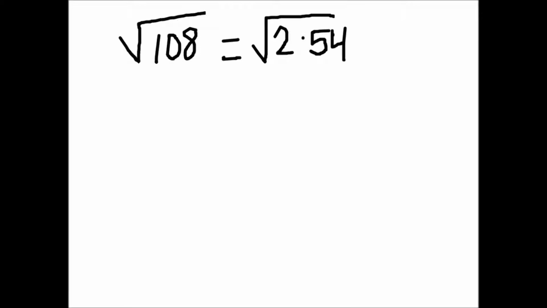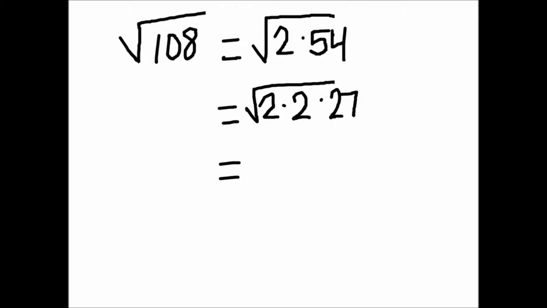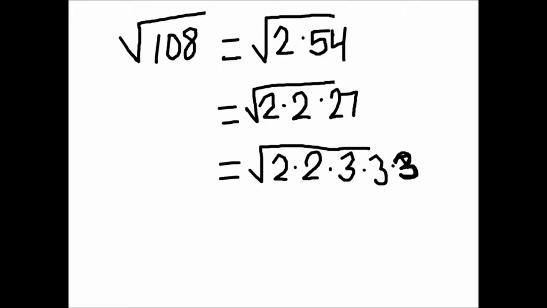And then 54, I try to break that down, divided by 2 again. So we know then we have root 2 times 2 times 27. And then 27, I know is divisible by 3. So 27 is 3 to the third power, which we can write like this: 2 times 2, times 3 times 3 times 3.